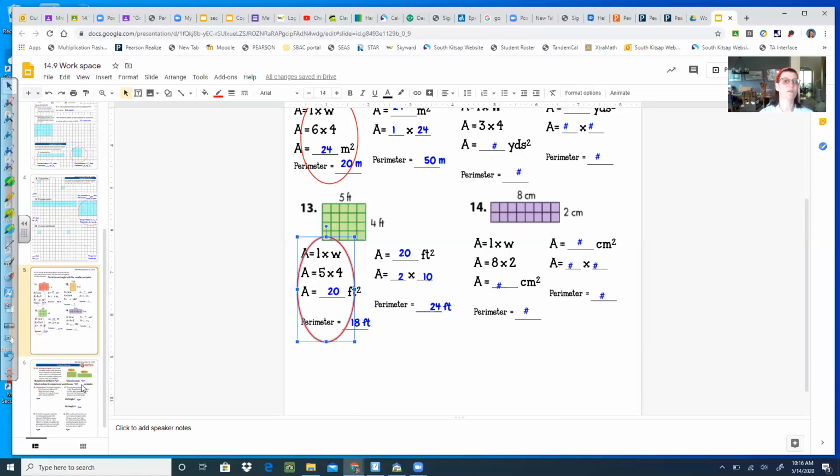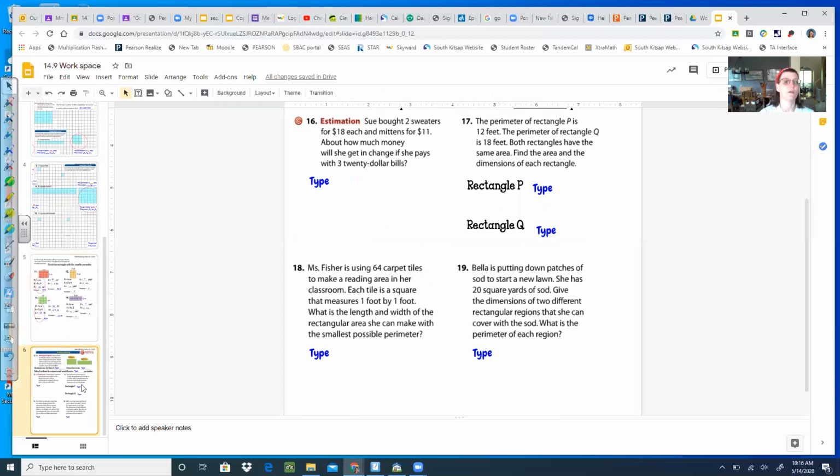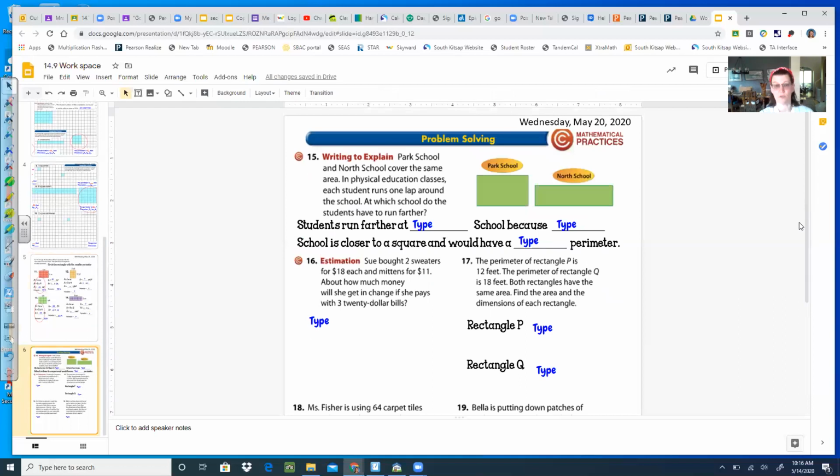Okay, on we go. I think this is our last page. And I need to slide back up. So on this page, I'm going to do all of them because it's good for you. Park School and North School cover the same area. So we have two different shapes. They both have the same area. They're not telling you what the area is, but they both have the same area.